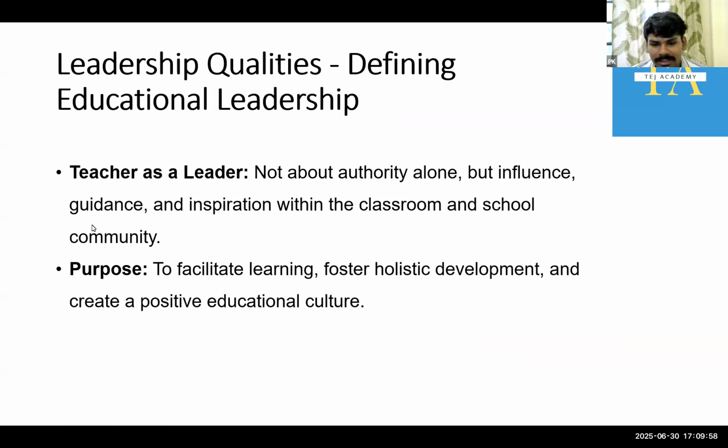So now let us try to understand teacher leadership, teacher leadership qualities, defining educational leadership. When we say teacher as a leader, it's not about authority. It's not about one person who controls others. What we are looking at is someone who influences the people who are following them, who provides guidance and also provides inspiration. Teacher as a leader talks about providing influence, guidance, and inspiration within the classroom and school context.